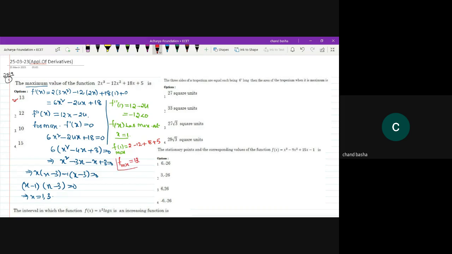Now we got two different values of x, but I'm going to check with x is equal to 1. When we check with x is equal to 1, f double dash of 1 is less than 0. If f double dash of x is less than 0, we can have that maximum value. This is the first question in the year 2019. Question number 2.